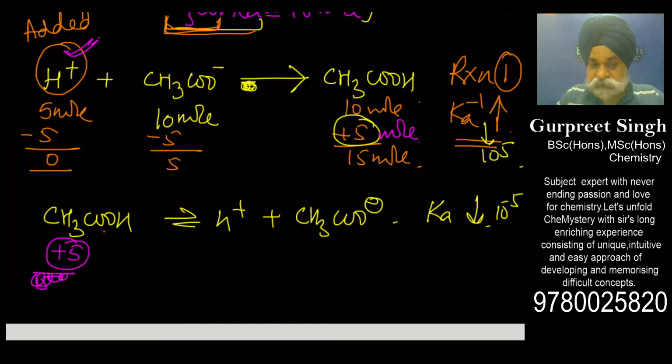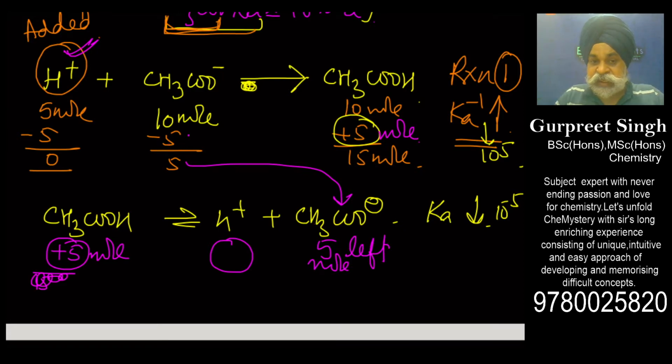So these 5 moles of acetic acid would now dissociate to a very small extent, because acetate is already present in the solution. This acetate ion would not allow the acetic acid to dissociate further, because of the common ion effect. So this equilibrium would not be driven forward. The 5 moles of acetic acid would definitely give some H positive, but the quantity would be very, very small because these are the left out moles. The acetate ions are already there in the solution, which would not allow this acetic acid to dissociate further.